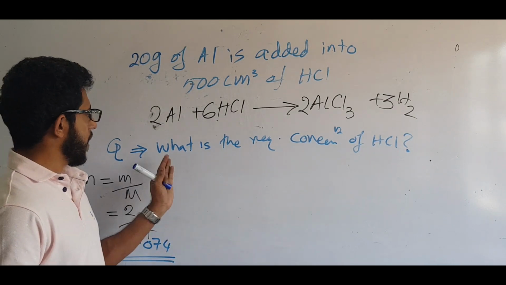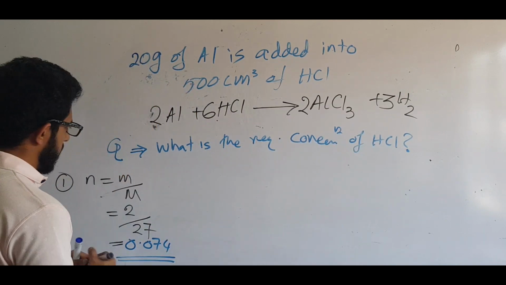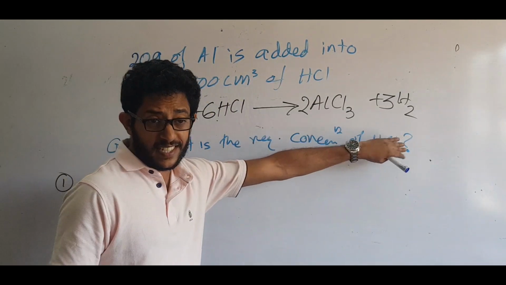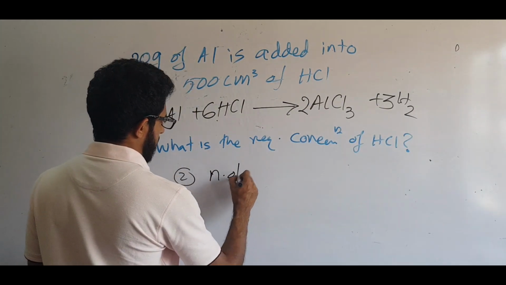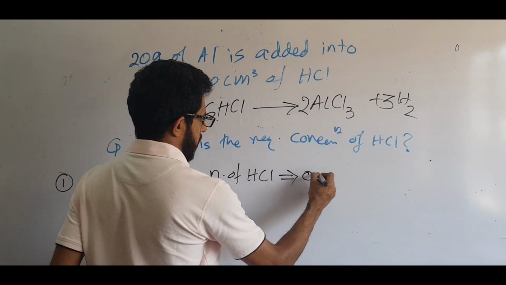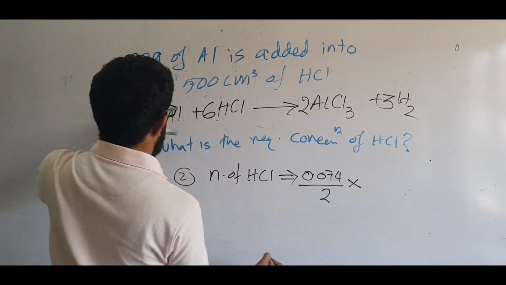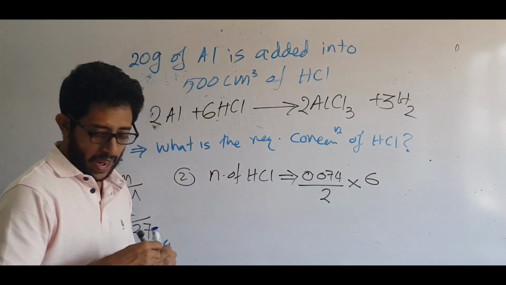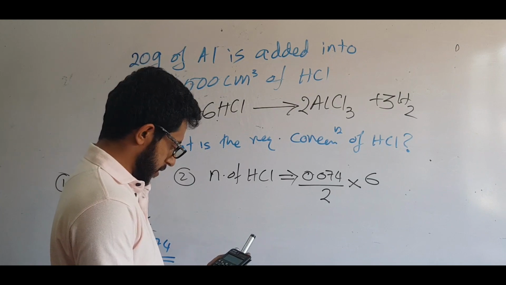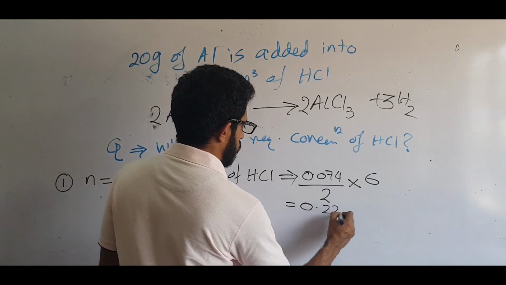Then the second step. Now we are going to find the concentration of HCl. The first step, you have to find the amount using the given data. That's what we did. The second step is using the molar ratio, find the unknown amount. Unknown amount is HCl. I am using method 2, that is known amount 0.74 divided by the known molar ratio, which is 2, multiplied by the required ratio, which is 6. So I have to divide the answer I obtained by 2 multiplied by 6. The answer comes as 2.22 moles.